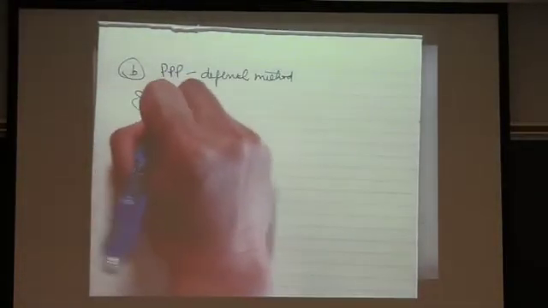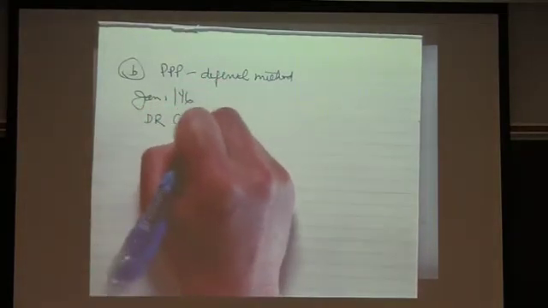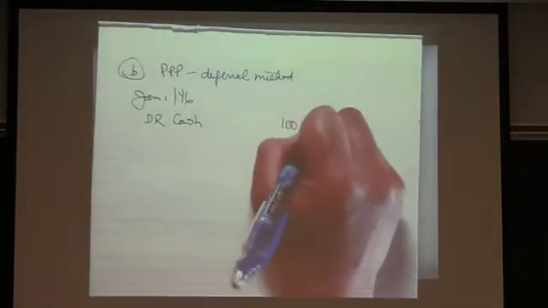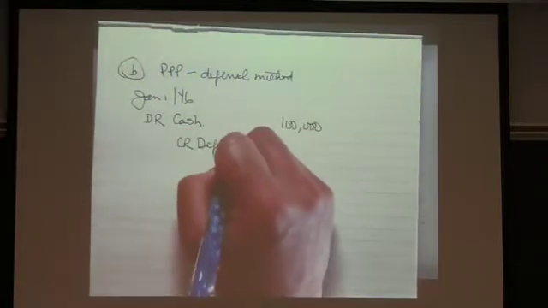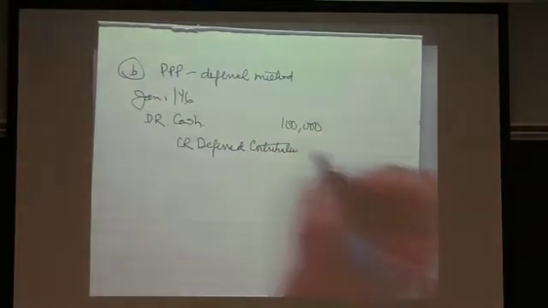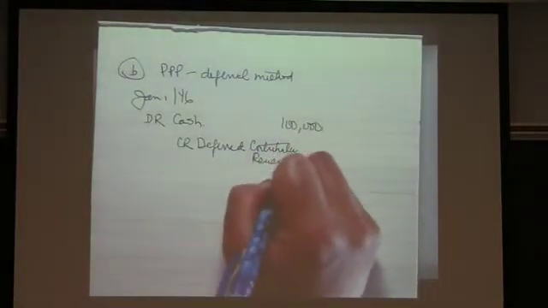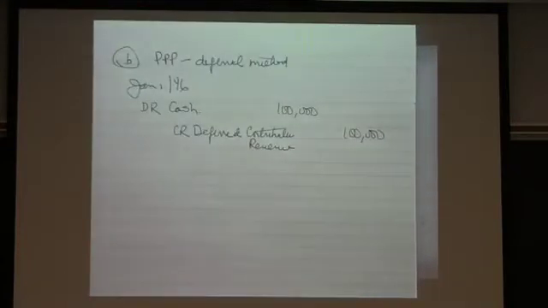So first, we need to record that entry. On January 1st, year 6, we're going to debit cash because we received cash, and we're going to credit deferred contribution because we haven't spent it yet, or deferred revenue. Let's call it deferred revenue for short.